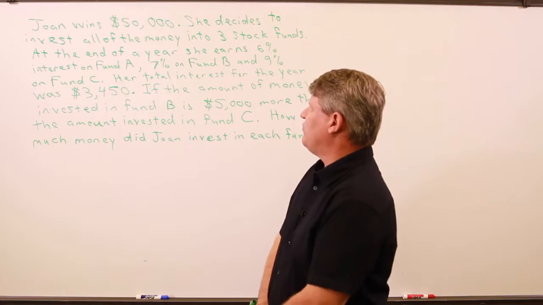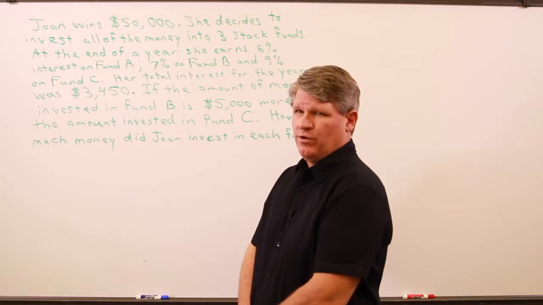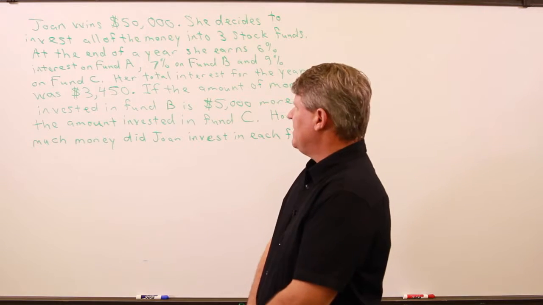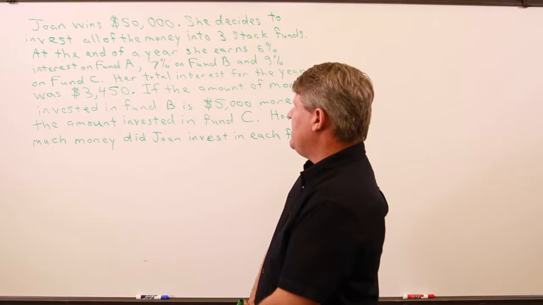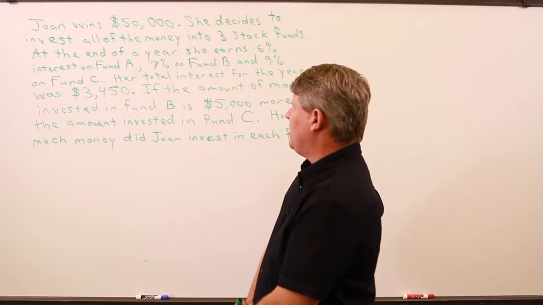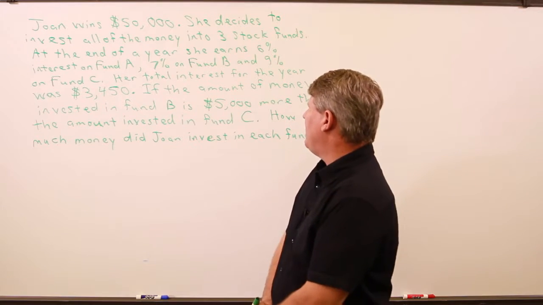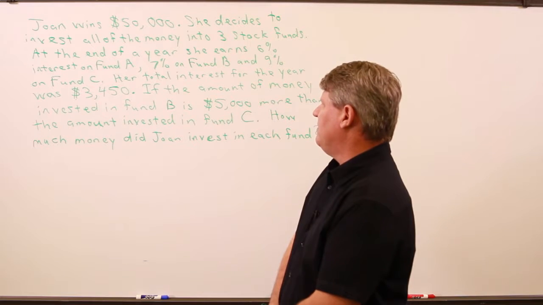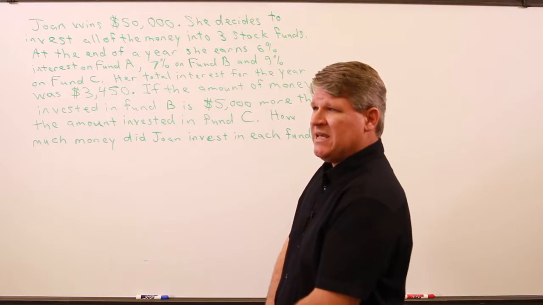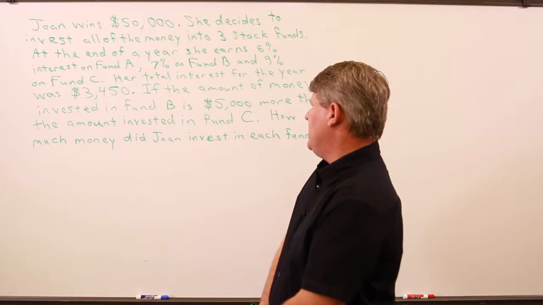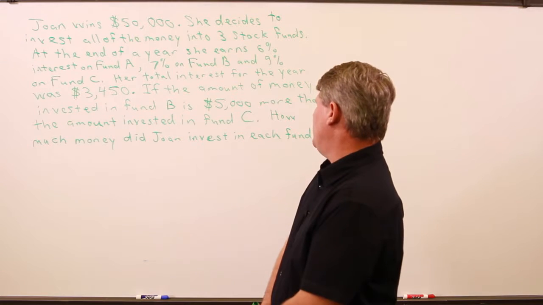Her total interest for the entire year was $3,450. If the amount of money that she invested in stock fund B is $5,000 more than the amount invested in stock fund C, how much money did Joan invest in each of the funds?